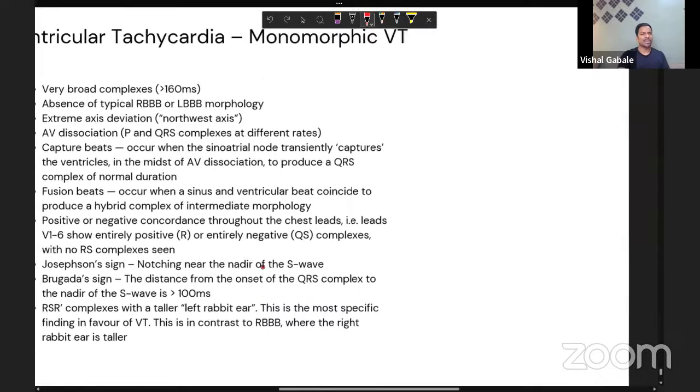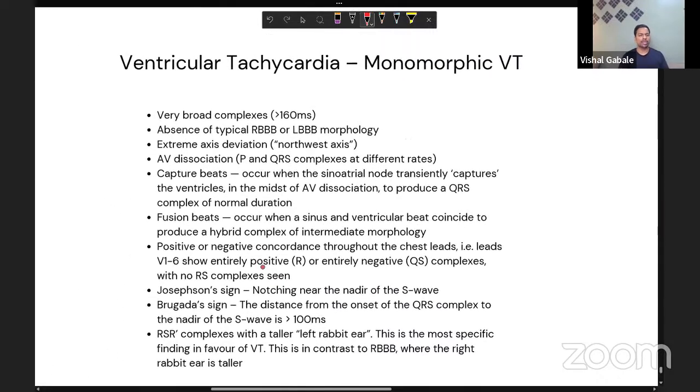So, second last part, guys, please don't go anywhere. Just listen to me carefully. So very broad QRS complexes, typical RBBB or LBBB morphology can be there. Northwest axis is there. AV dissociation is also there. That means P waves and QRS complexes are at different rates. Along with that, there is a capture beat and fusion beat.